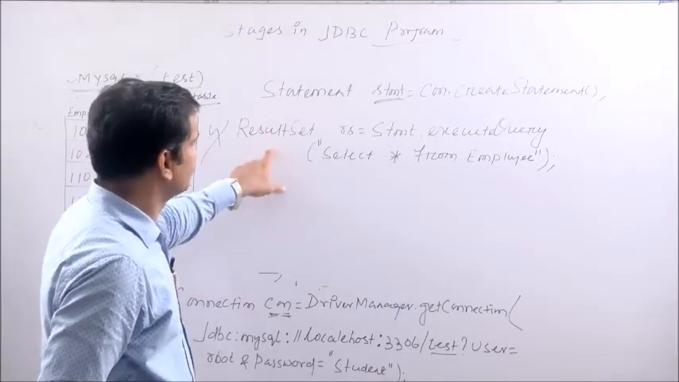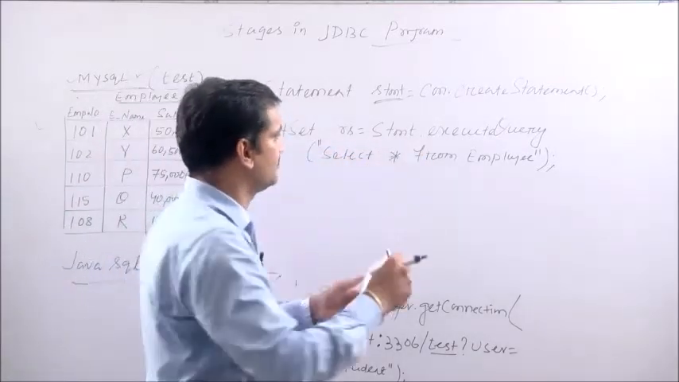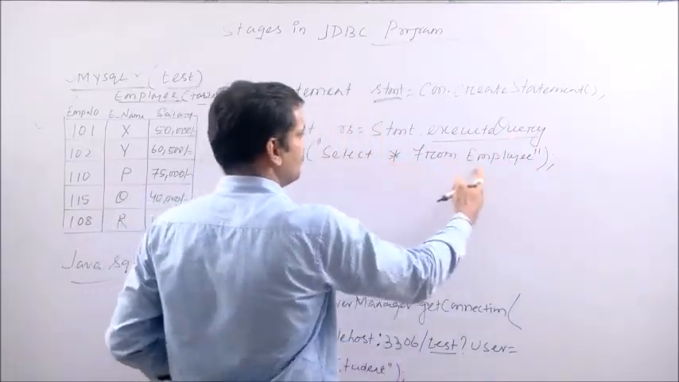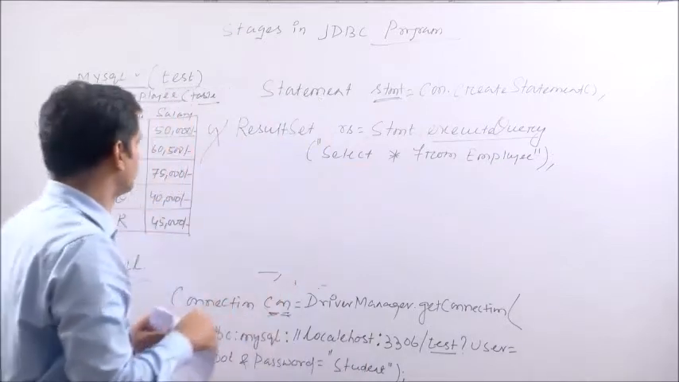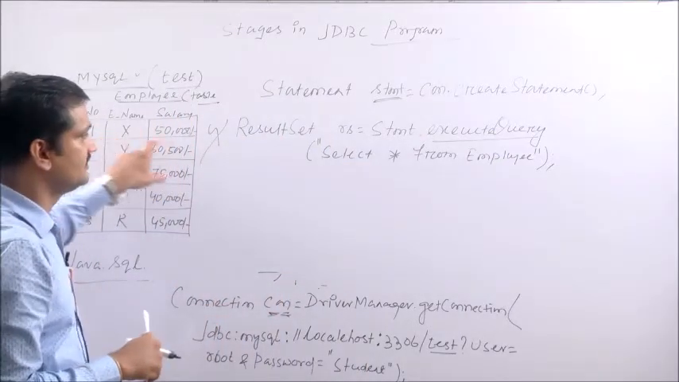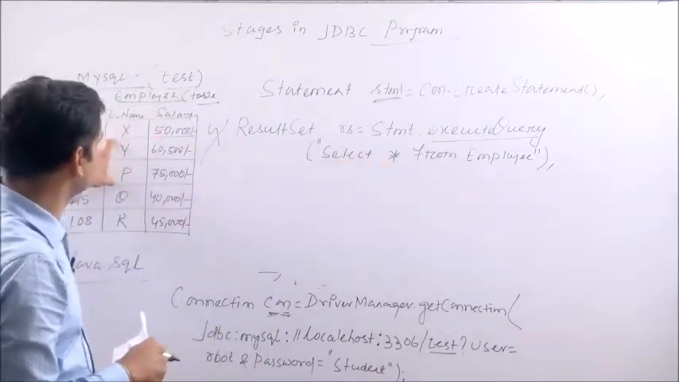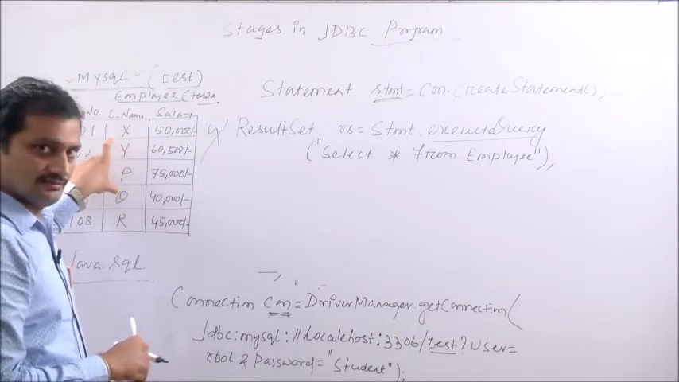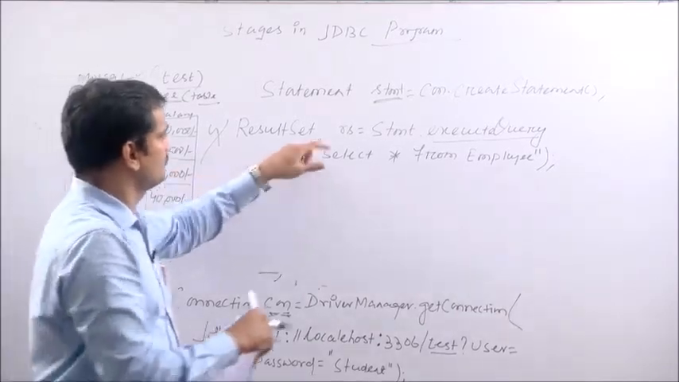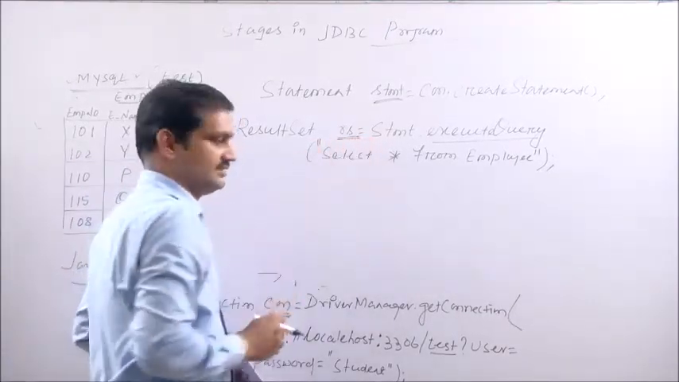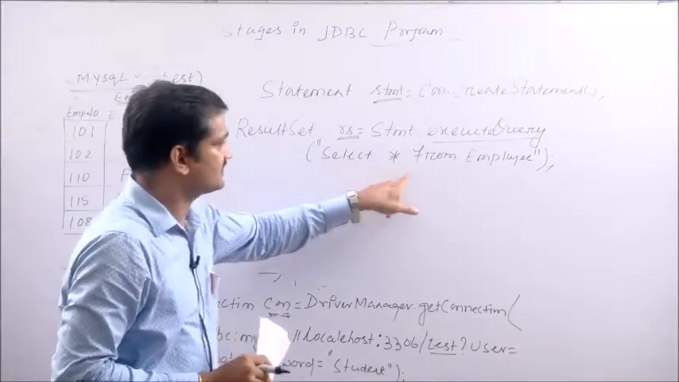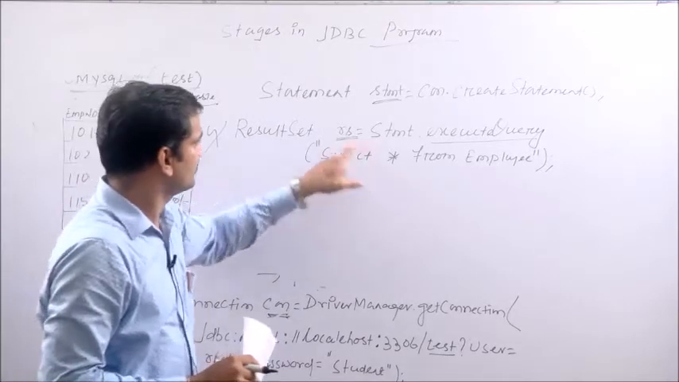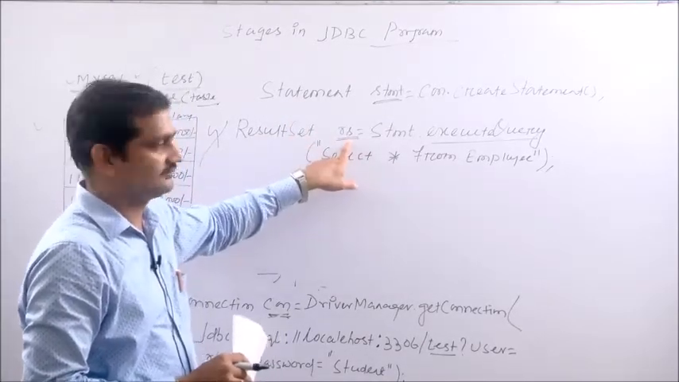Now this will execute the statement. executeQuery is the method that executes the statement select star from employee, and this is executed at the database. The statement is passed to the MySQL database, then it is executed there, and the result of this execution comes to this object rs, which is called the result set. After executing this statement at the database, the result comes to the result set object, that is rs.